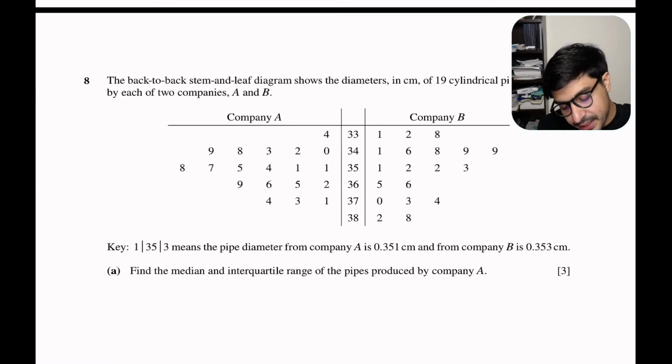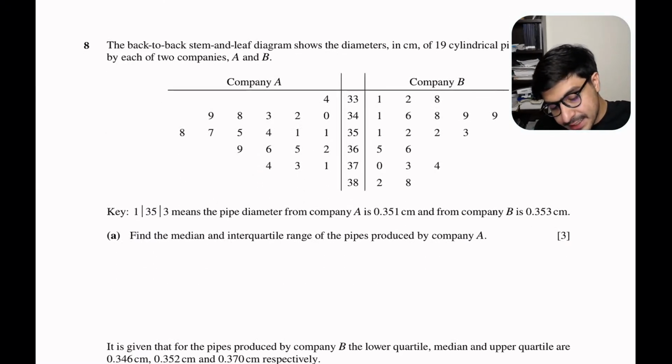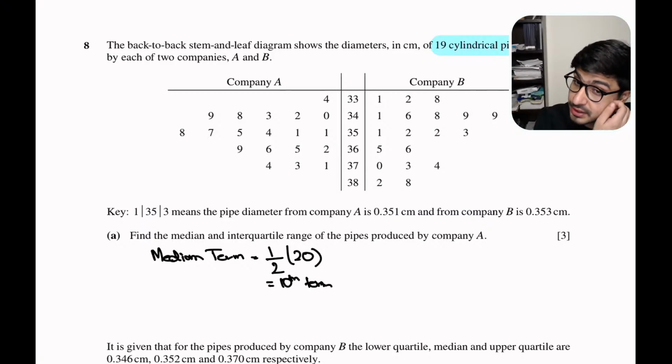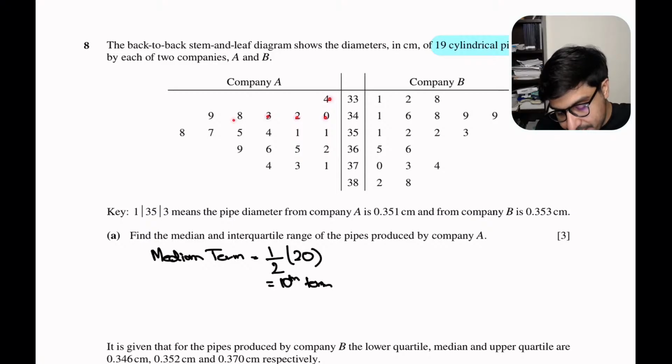So if we need to figure out the median, how many are there? 19 cylindrical pipes, right? So the median term is what we need to first figure out. It's going to be 1 over 2 multiplied by 20, since 19 plus 1 is 20, right? The 10th term. So the 10th term is going to be 1, 2, 3, 4, 5, 6, 7, 8, 9, and then 10, so it's going to be 0.355. So the median is going to be 0.355, and this is how it is going to be done, right?